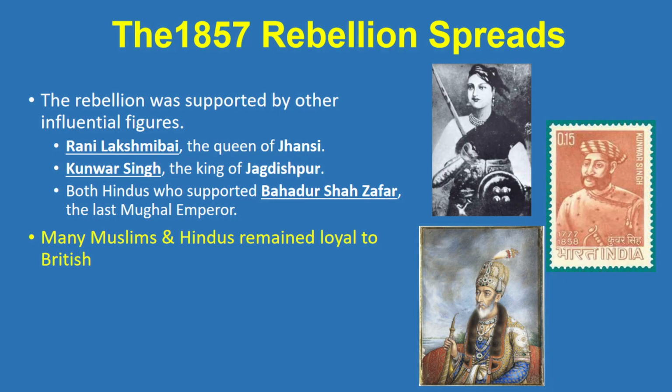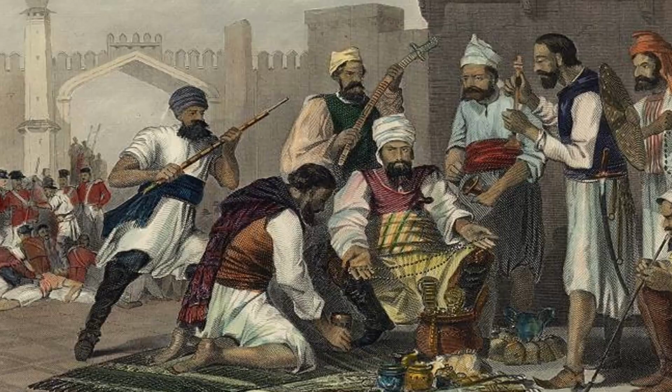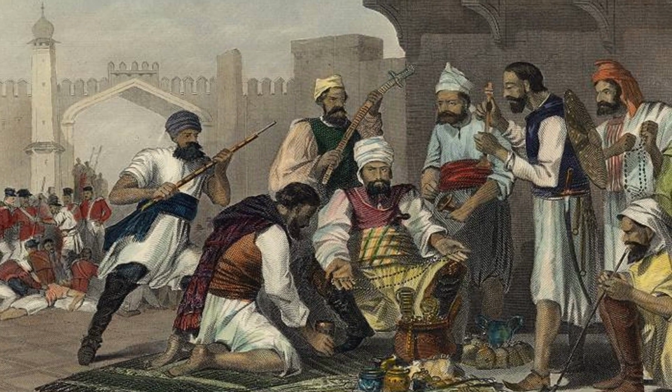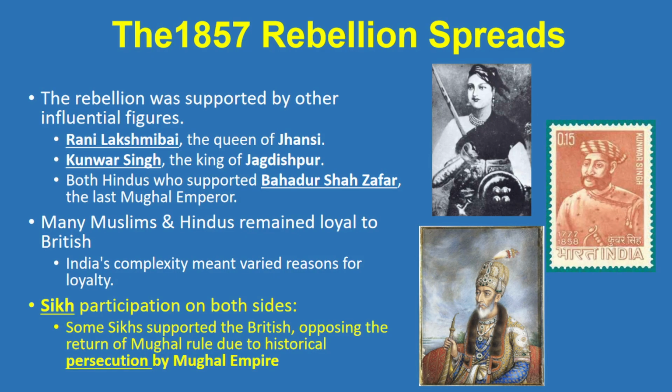So Hindus and Muslims united together to bring back the power of the Mughal Empire? Many did, yes, but also many Muslims and Hindus remained loyal to the British for various reasons. Remember, India is very complicated. Sikhs also fought on both sides, and for many reasons. Many of the Sikhs who supported the British especially did not want the Mughals to regain power, since they had experienced persecution. You should know that from Unit 3.